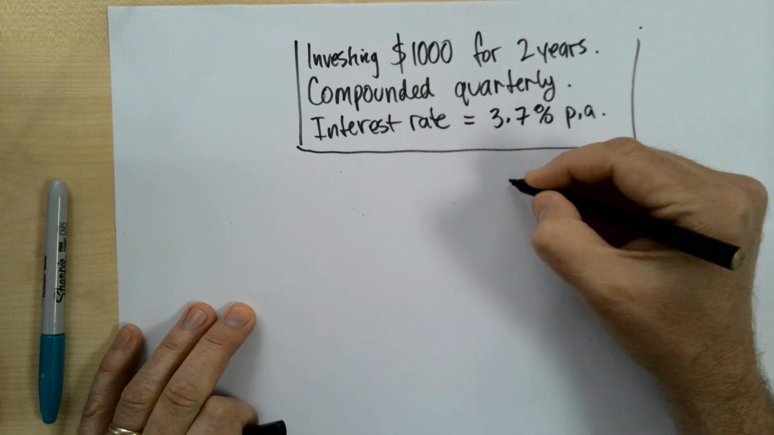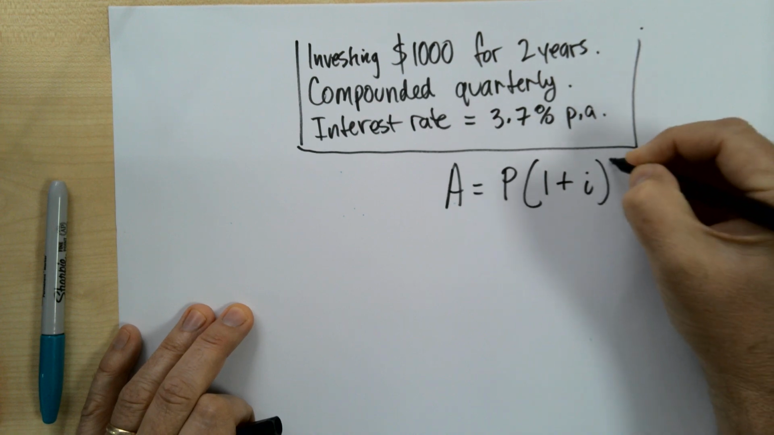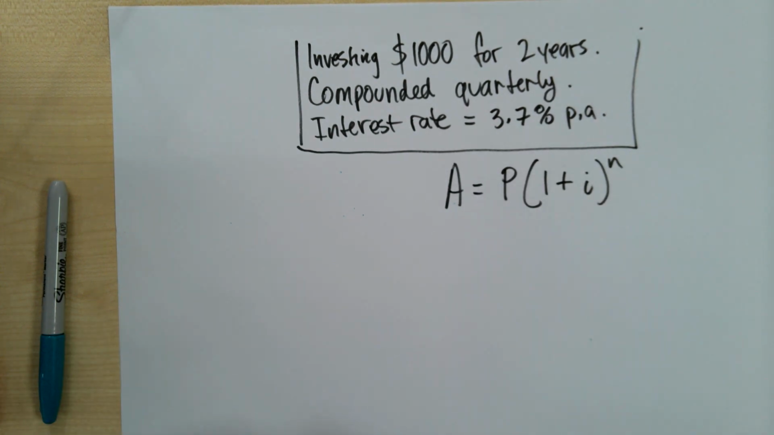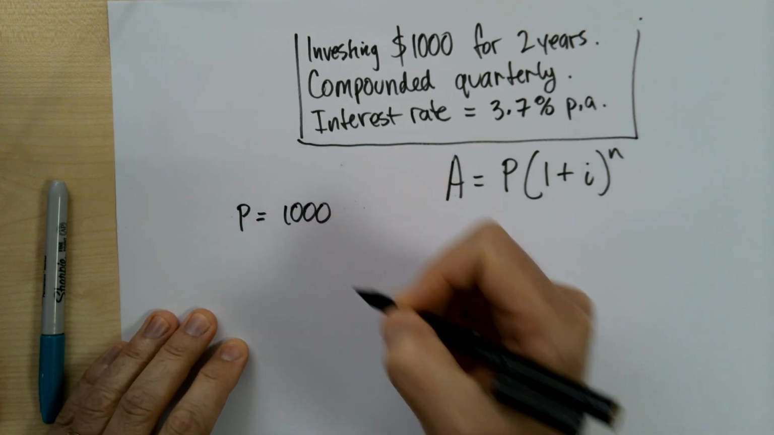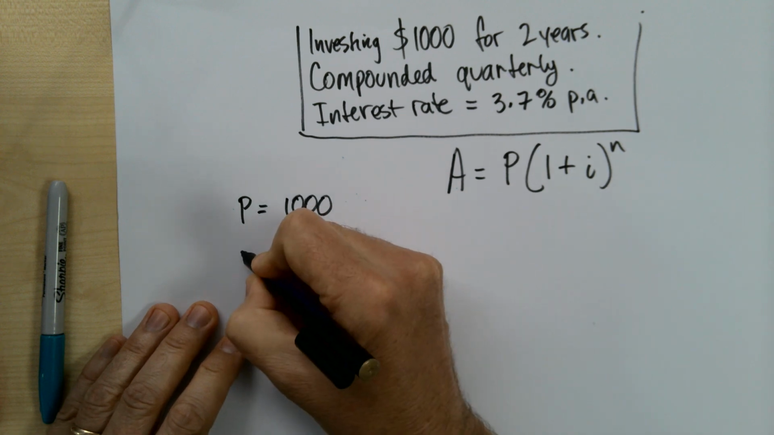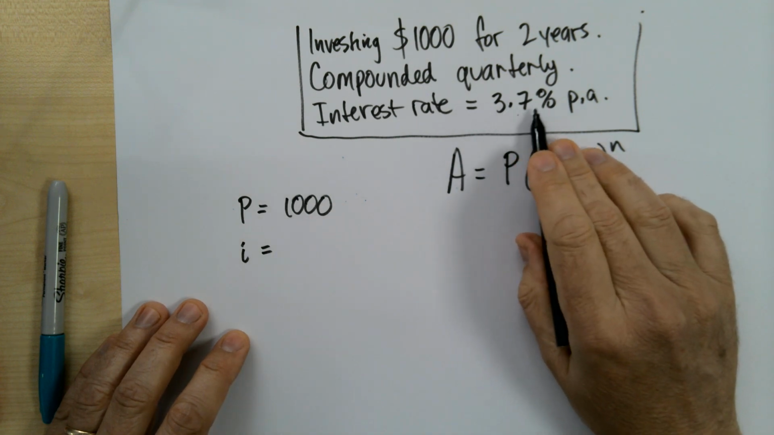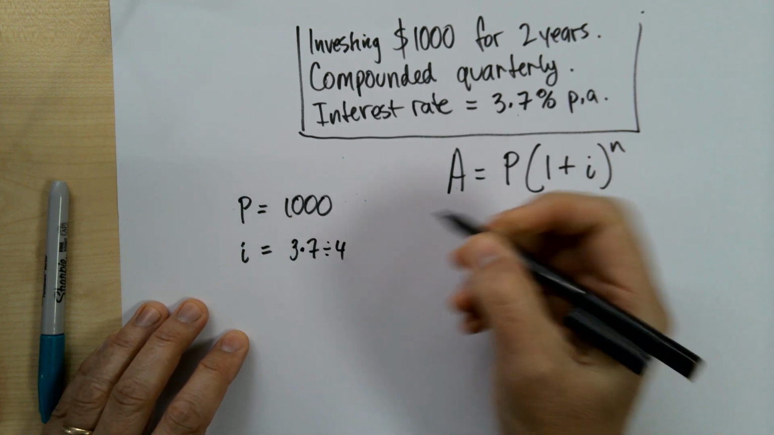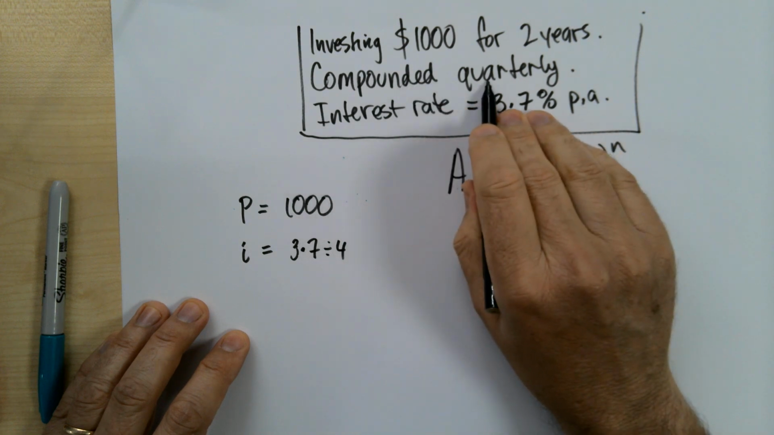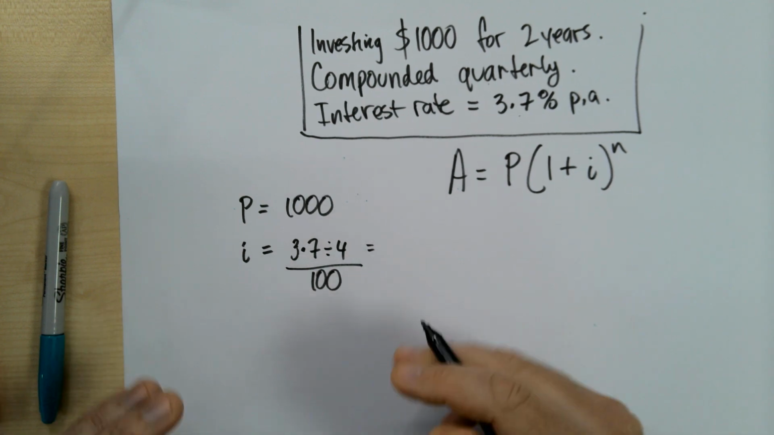All right, so I've got my formula. So before we go and use that, we need to sit and think, okay, well, what are all the bits and pieces? Okay, so P is $1,000, that's easy, because that's how much you're putting in. What is little i? Okay, so it is a quarter of that, but then that divided by 100. So it's 3.7 divided by 4, because that's per year, but I want this in quarters of the year, but then that whole thing's got to be over 100 because it's a percentage.